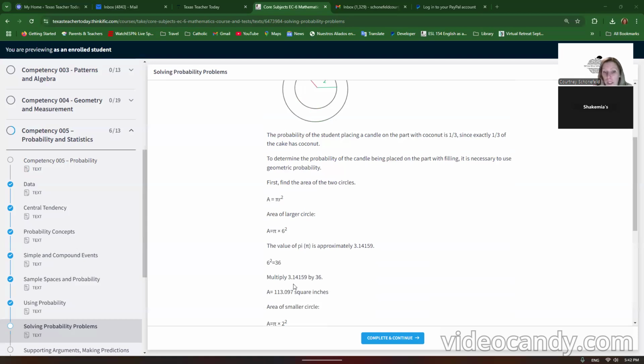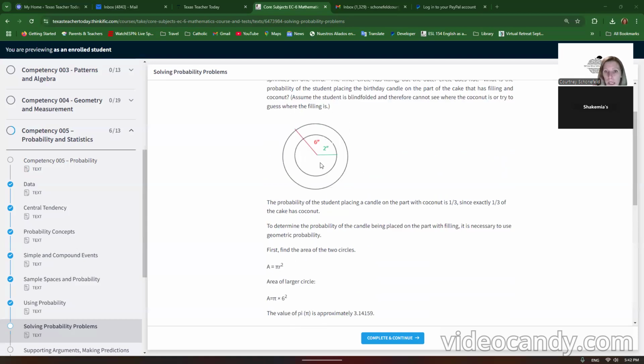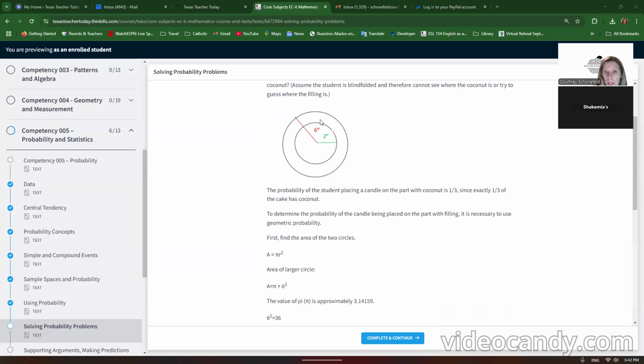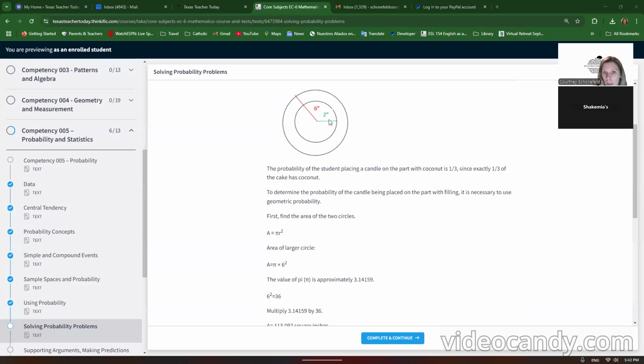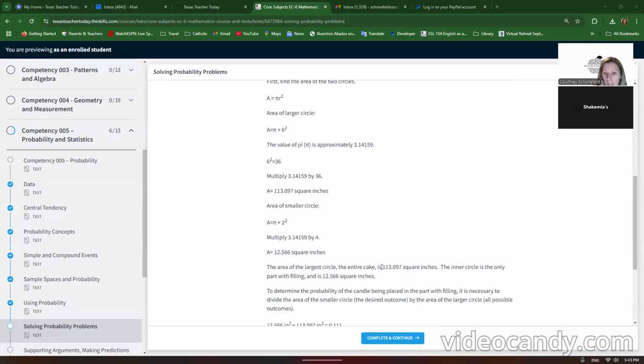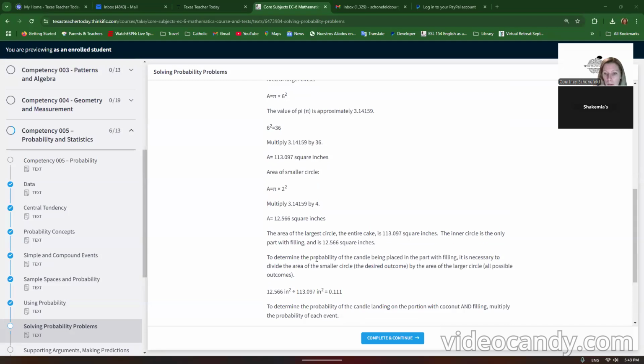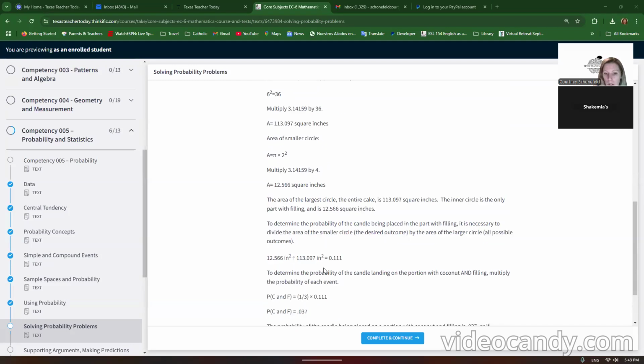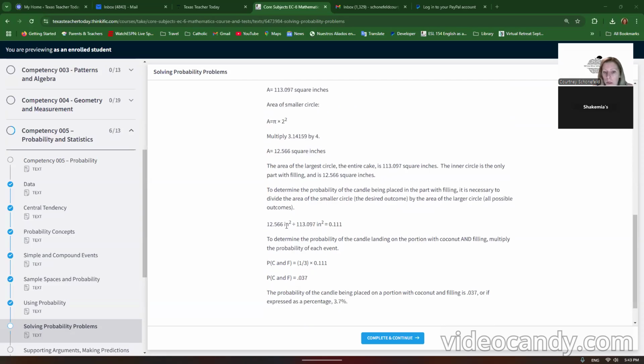You have to memorize that formula. Now we need to find the area of the smaller circle, pi times 2 squared, because this is the smaller radius, right? Which is 12.566. The area of the largest circle, the entire cake, is 113.097. The inner circle is the only part with filling, which is 12.566. The probability of the candle being placed in the part with filling, you have to divide the area of the smaller circle by the area of the larger circle. So we're going to divide those two numbers.